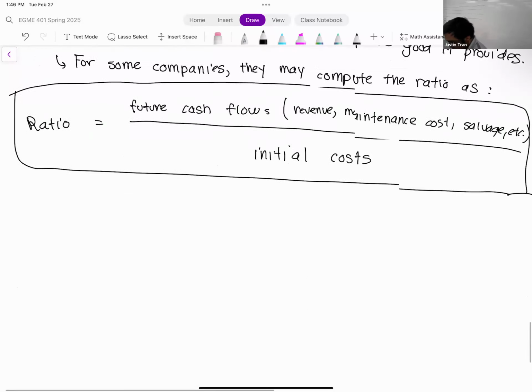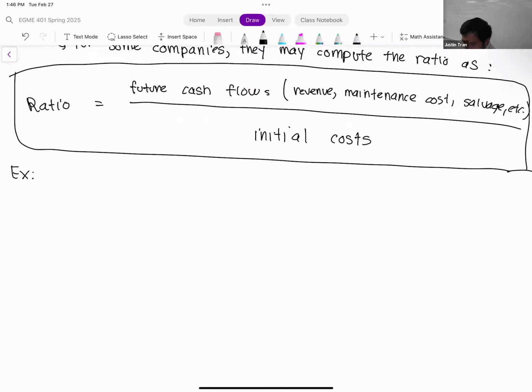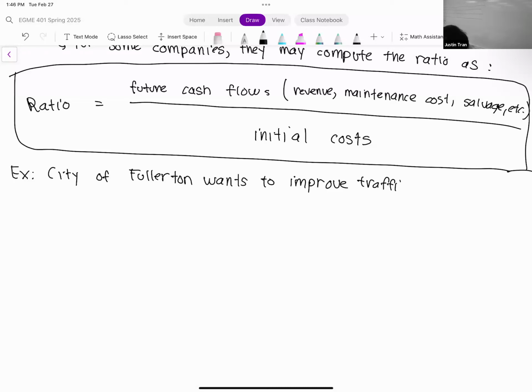Okay. I have one more example today. This is a public works example. Okay. So let's say, we'll make it more concrete, the city of Fullerton wants to improve traffic flows by adding more lanes on the road. All right, and there are two options that they're weighing.